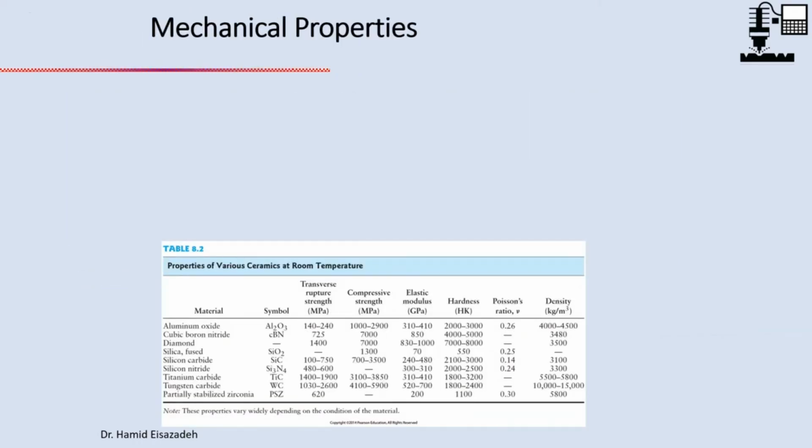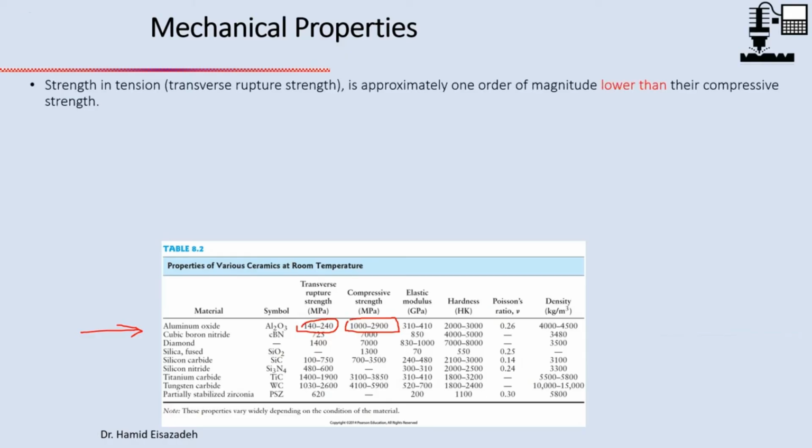In ceramic material, we have interesting mechanical properties. For example, here, this is aluminum oxide. It shows the transverse rupture strength, as well as the compressive rupture strength. So the strength in tension is one order of magnitude lower than compressive strength. This is mostly because of slip.